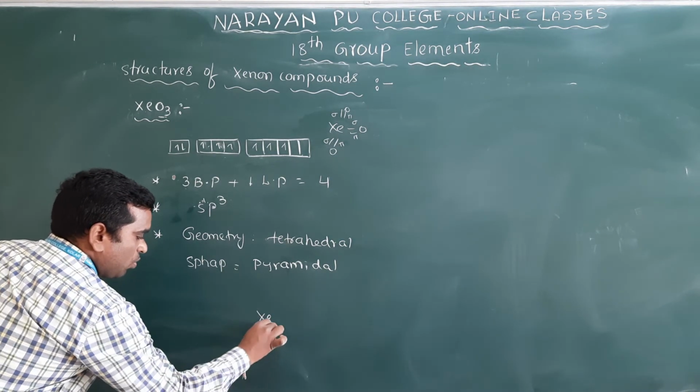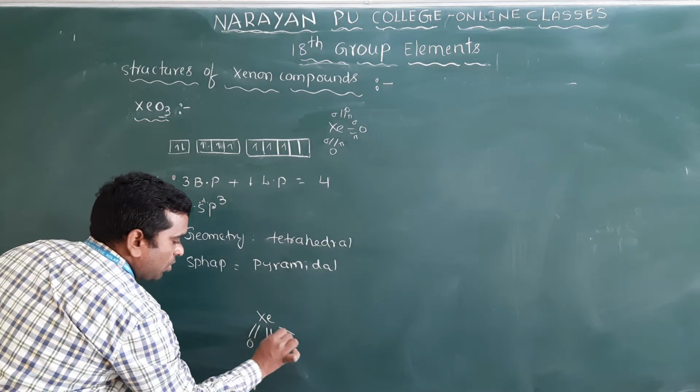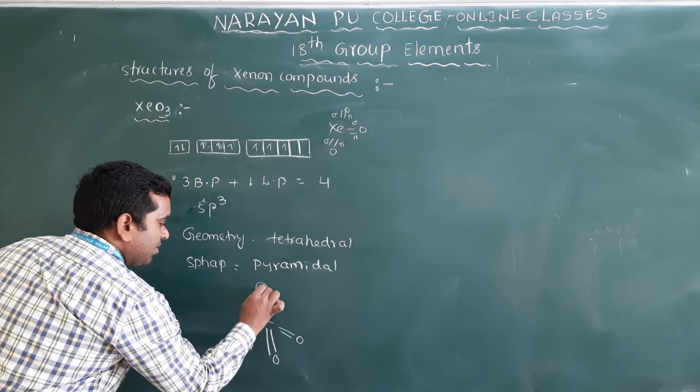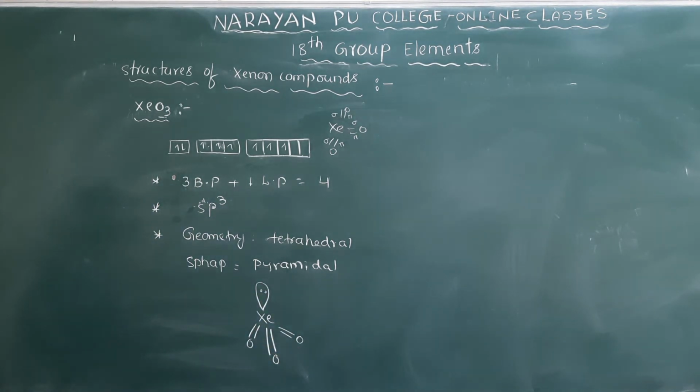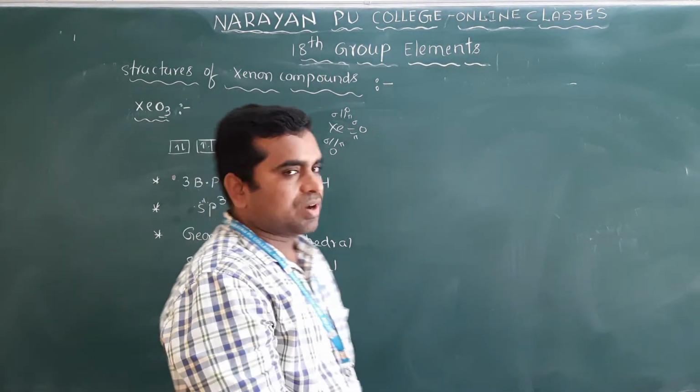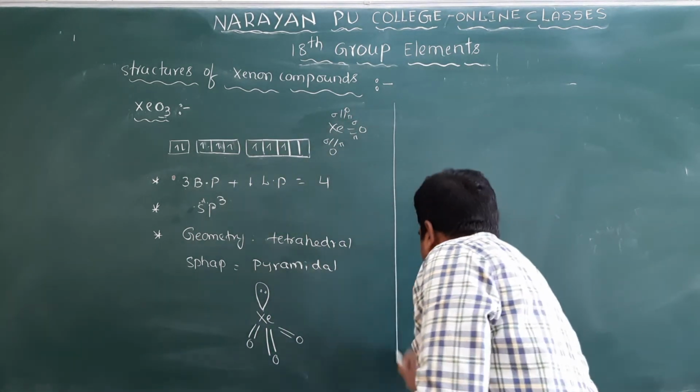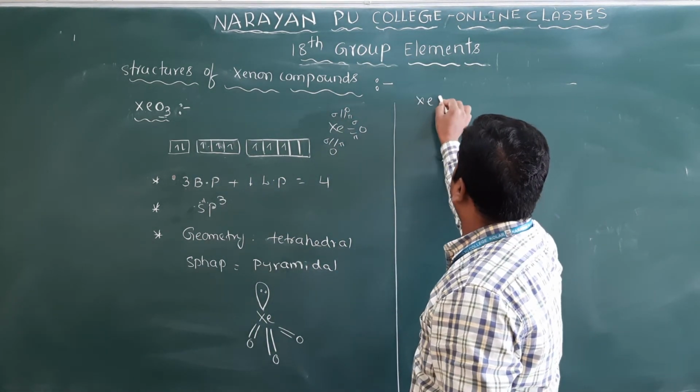What is the pyramidal shape here? Xenon and a double bond O, and here there will be a double bond O, and here there will be a lone pair of electrons. This is the pyramidal shape. Clear? And next one here, XeO4.